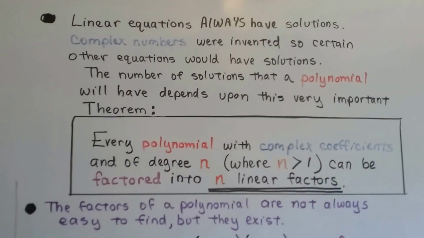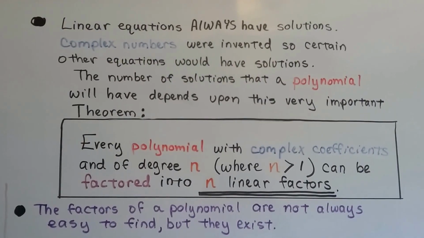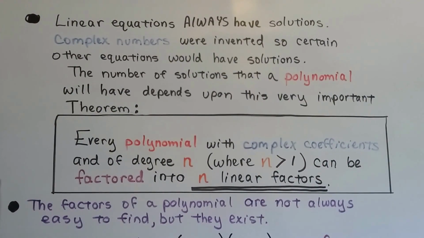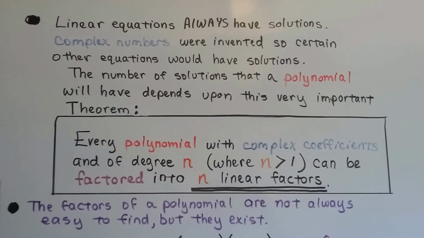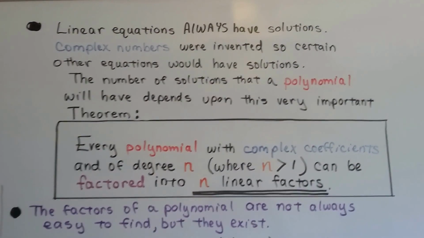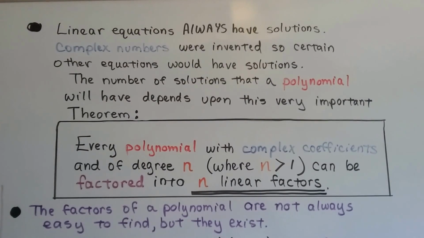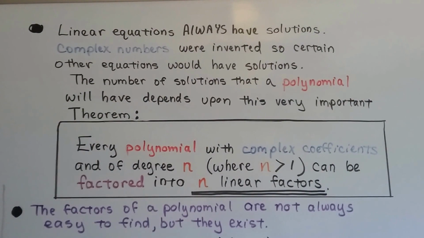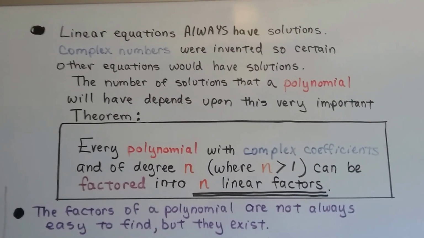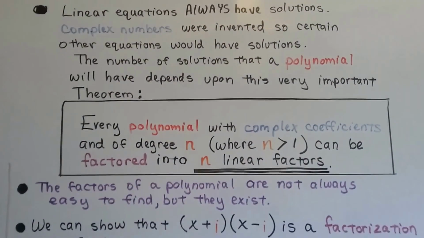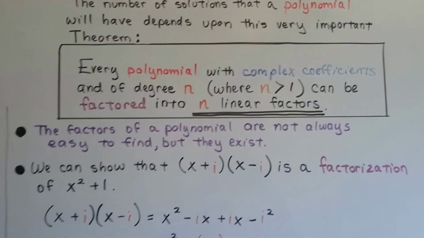So, linear equations always have solutions, and complex numbers were invented so certain other equations would have solutions. The number of solutions that a polynomial is going to have depends upon this very important theorem. Every polynomial with complex coefficients and of degree n, where that n is larger than a 1, okay? No zeros, no negative numbers. When it's larger than a 1, it can be factored into that many n linear factors. So if it's degree 2, there's 2 linear factors. See? The factors of a polynomial are not always easy to find, but they exist.